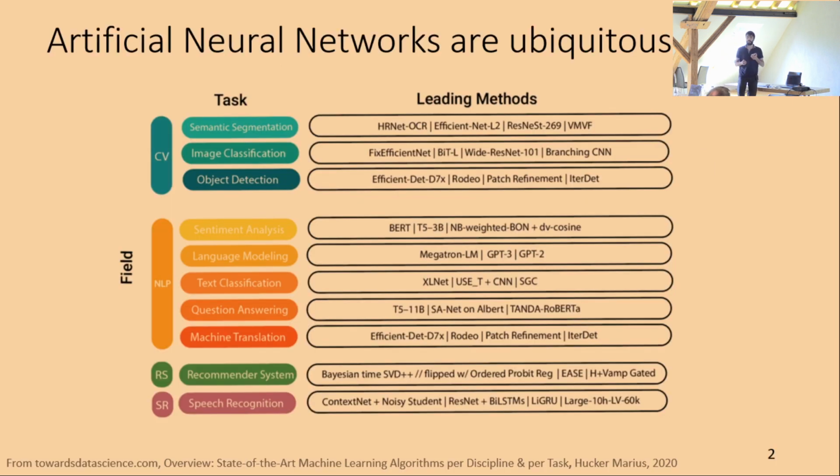Artificial neural networks are ubiquitous. You can find them in a lot of fields. You can find them in, for example, computer vision, such as image classification or object detection. You can find them in natural language processing, where you can have sentiment analysis and language modeling. Maybe you heard about GPT-3, which is a big language model. Also speech recognition, etc.